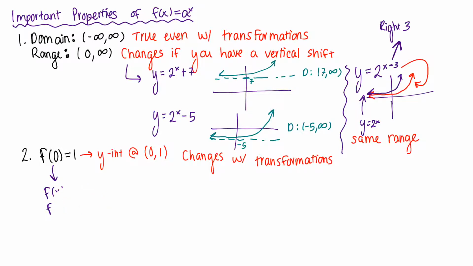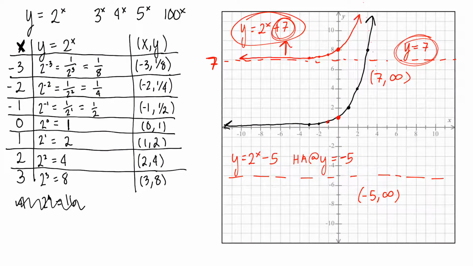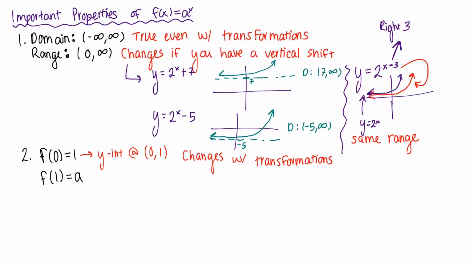So I'm going to erase this real quick so I have some room. The other thing that's true is that f of 1 is always going to be equal to a, as long as you don't have any transformations. So in the case of 2 to the x, it meant that f of 1 was equal to 2. So write down, right here, f of 1 is equal to 2. Whatever your base is, f of 1 is going to be equal to that. This will change with transformations.